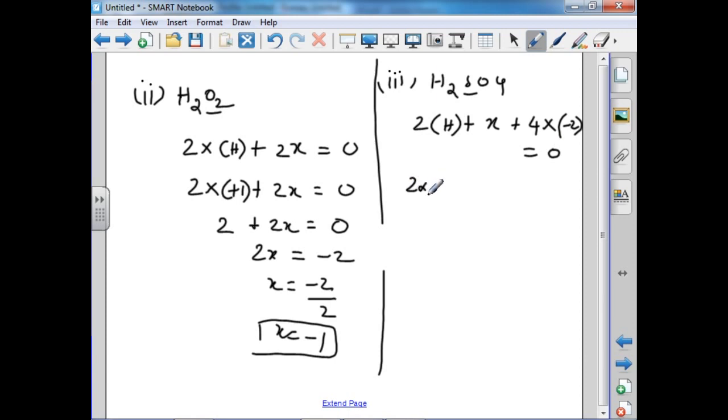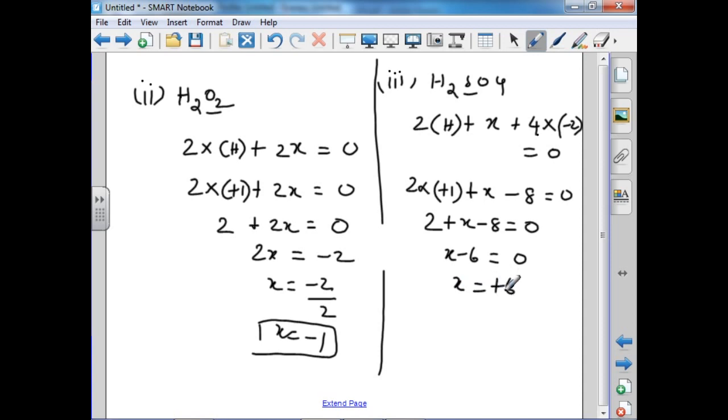So 2 into oxidation number of hydrogen +1, plus X, plus 4 into -2, that is -8, equal to 0. So 2 plus X minus 8 equal to 0. Subtract the -8, plus 2 minus 8 equals -6. X equal to +6. Oxidation number of sulfur in sulfuric acid is +6.